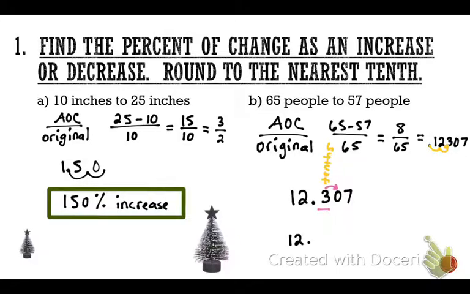So I've got 12.3%. Did the amount of people at my party increase or decrease? It decreased by the end of the night.